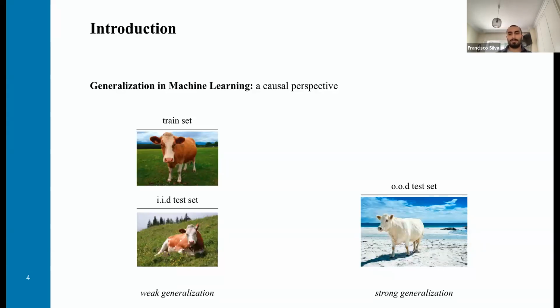Okay, the main problem we are addressing today is the generalization problem, and there are several examples of this limitation in many machine or deep learning tasks. These three images illustrate this problem, where detecting a cow on the beach would be a very difficult task for many typical detection models. These two terms, weak and strong generalization, refer to the ability to generalize over only identically distributed or out of distribution test sets. The idea here is to explore this problem, understand why it happens, and see possible solutions through a causal perspective.